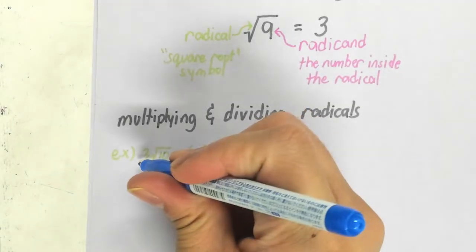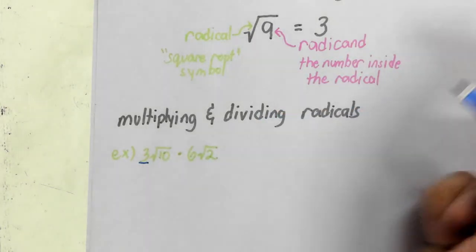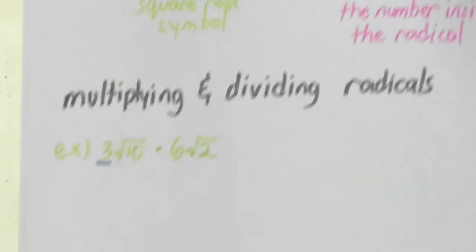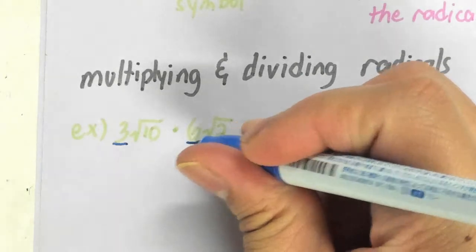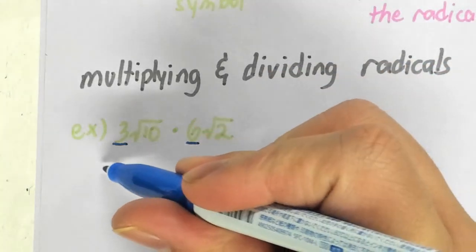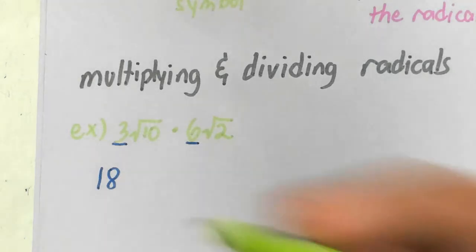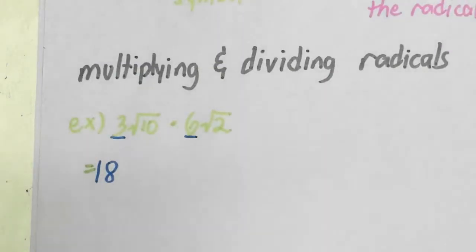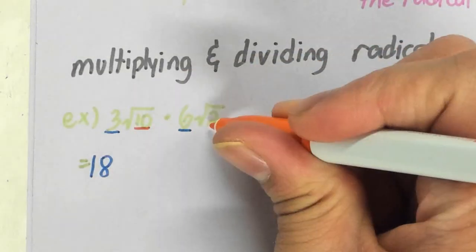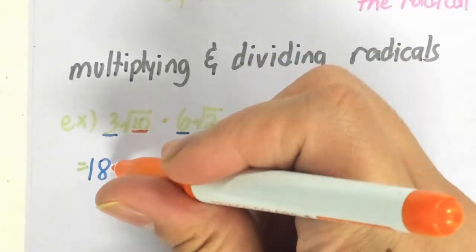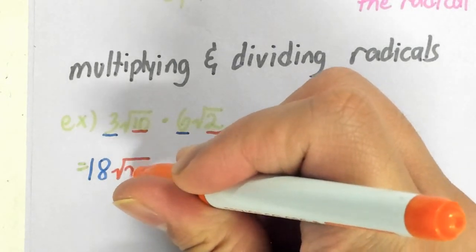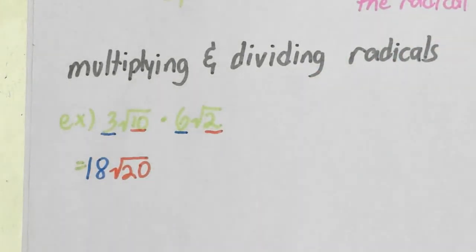So over here, the outside we have 3. Let me zoom in more. Outside we have 3. Out here we have 6. 3 times 6 gets me 18. Doing the same for the inside numbers. Inside we have a 10 and a 2. That means we have square root 10 times 2, which is 20. So 3 square root 10 times 6 square root 2 is 18 square root 20.